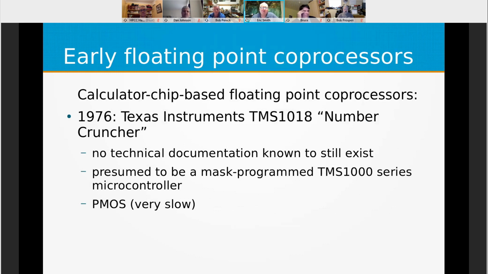There's no technical documentation on this chip known to still exist. The internet barely even knows of this chip. There are mentions of it in some TI general microcontroller documentation. Because of the time it was introduced and what TI was doing in calculators and microcontrollers, this is presumed to be a mask-programmed version of a TMS 1000 microcontroller, which was a 4-bit PMOS part.